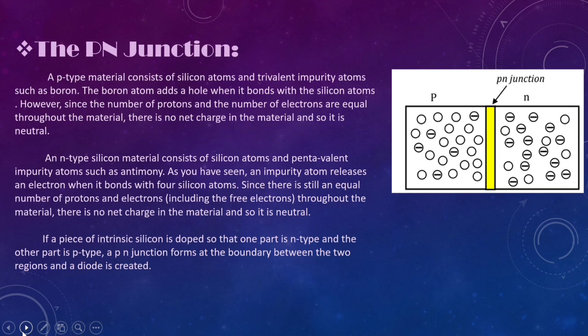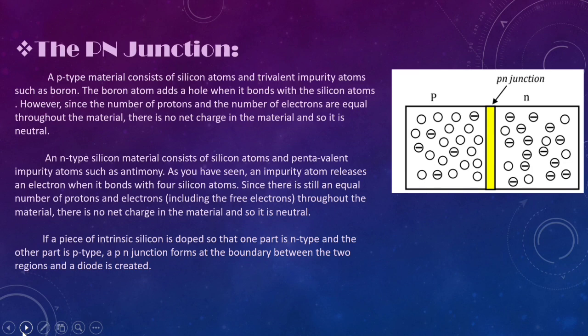An n-type silicon material consists of silicon atoms and pentavalent impurity atoms such as antimony. As you have seen, an impurity atom releases an electron when it bonds with 4 silicon atoms. Since there is still an equal number of protons and electrons, including the free electrons, throughout the material, there is no net charge in the material, and so it is neutral.